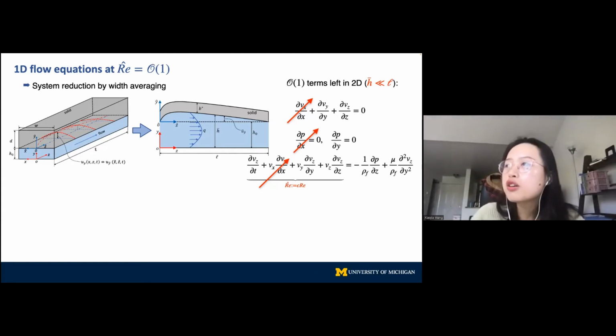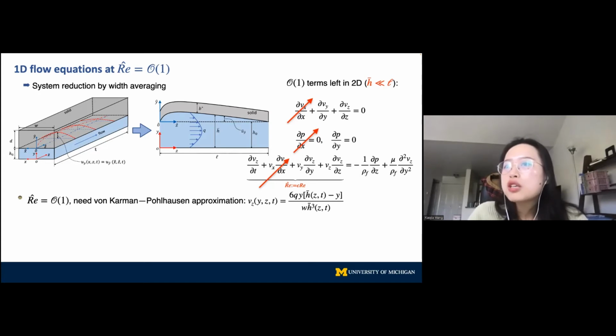And when the Reynolds number is at order 1, you can still achieve a balance between the finite fluid inertia and the dominant pressure gradient and the viscous stress. We will invoke one common Pohlhausen approximation to assume the dominant axial velocity Vz has a parabolic velocity profile along the deformed height.